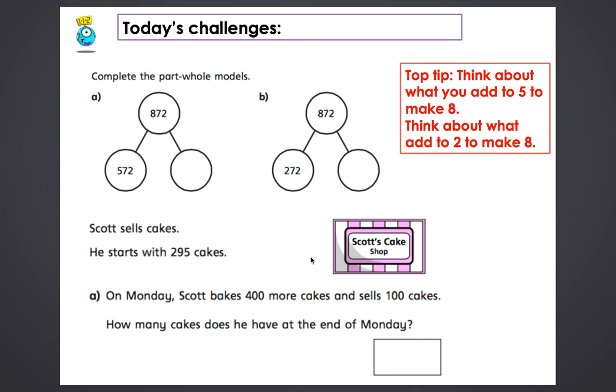The next one, Scott sells cakes. He starts with 295 cakes. That's a lot of cakes, isn't it? On Monday, Scott bakes 400 more cakes and sells 100 cakes. How many cakes does he have at the end of the day? So this question is asking you to do two things. If he bakes 400 more, think about what you need to do to find out how many he makes. Is it add or is it take away? And then if he sells 100 cakes, which means he gets rid of 100 cakes, is that add or is it take away? Okay, have a go at that question here.